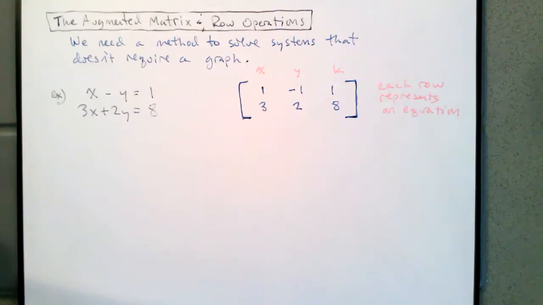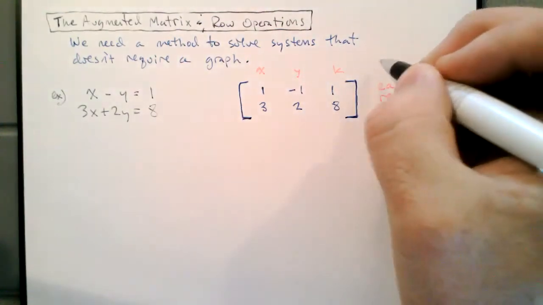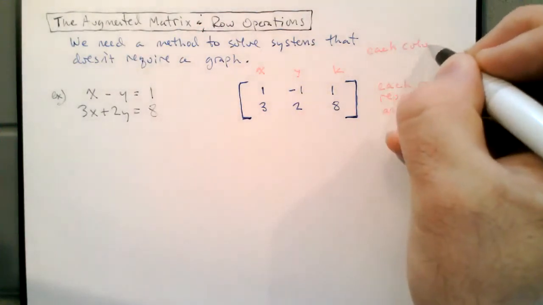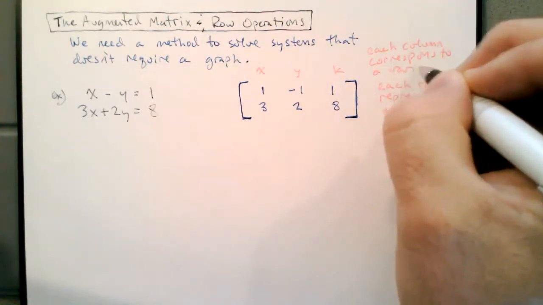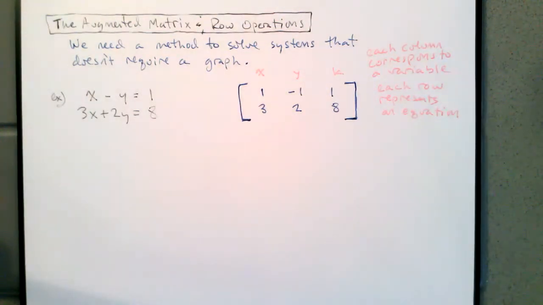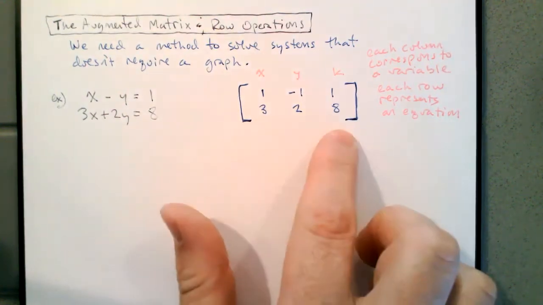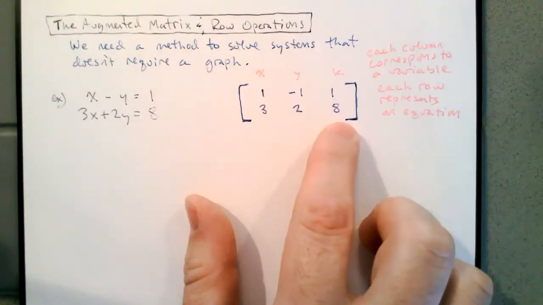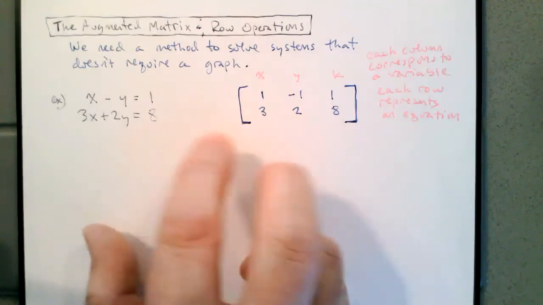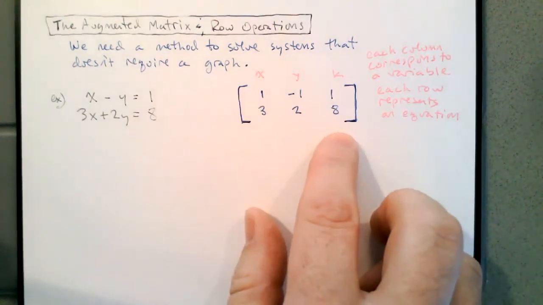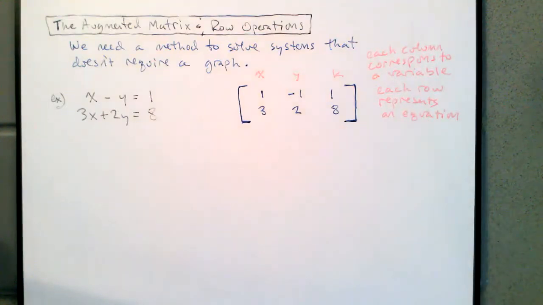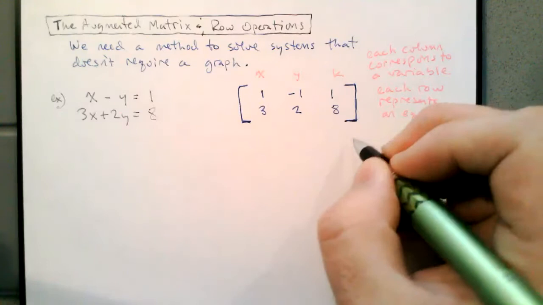Each column corresponds to a variable. So each column will correspond to a variable or the constant, and each row represents an equation. So we have a column for the x's, a column for the y's, and this column here is for the constants. So since we have a column for the constants in our system, this is the augmented matrix of a linear system. Sometimes I want to make sure that I remind myself that this is an augmented matrix. This column for the constants is what makes this an augmented matrix.